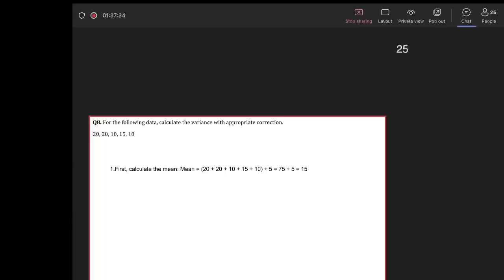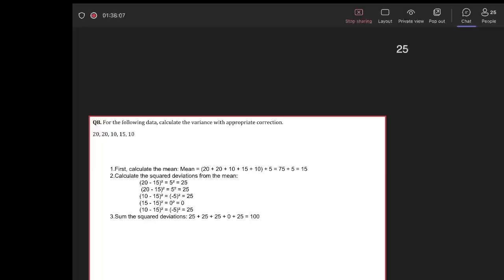And the next step is for each of the value you have to subtract from the mean and take its square. So calculate the squared deviations from the mean. So the first value will be 20 minus 15, and then 5 square 25. Second value is the same, 20. Third value is 10, so you get minus 5 square, which is 25. And the fourth value is just 15, so it will be 0. And the fifth value is also 10, so here also you get 25.